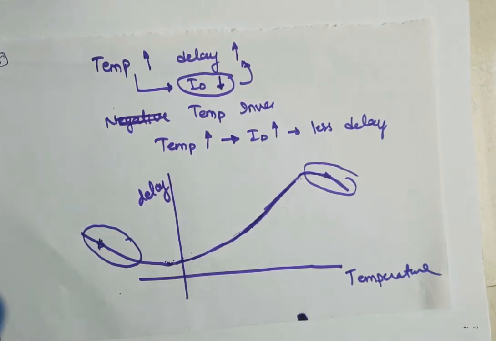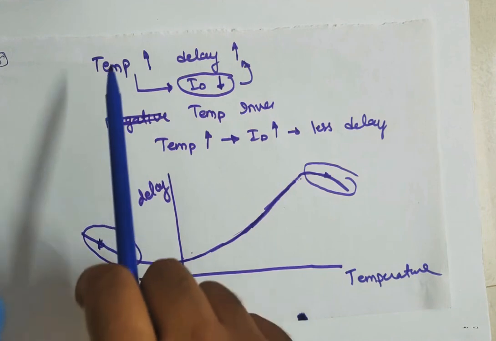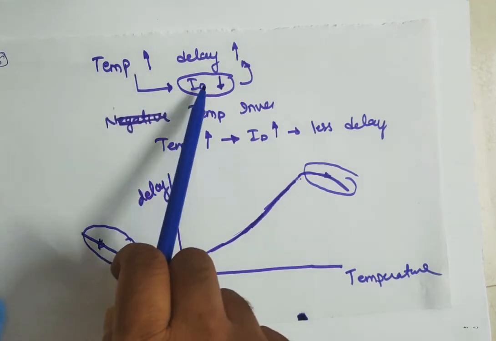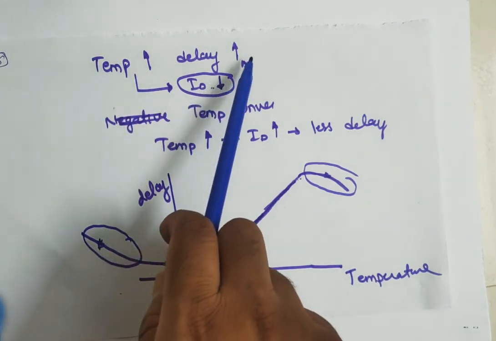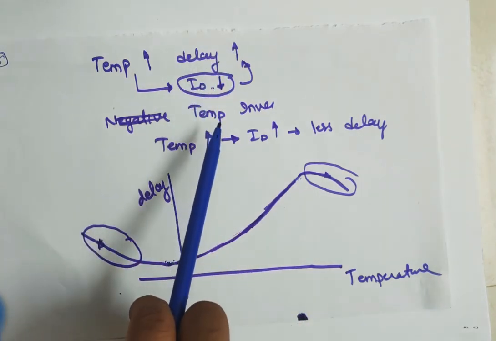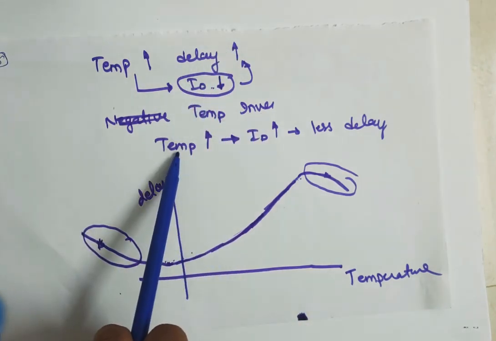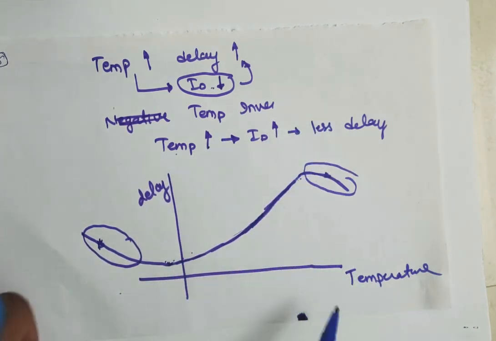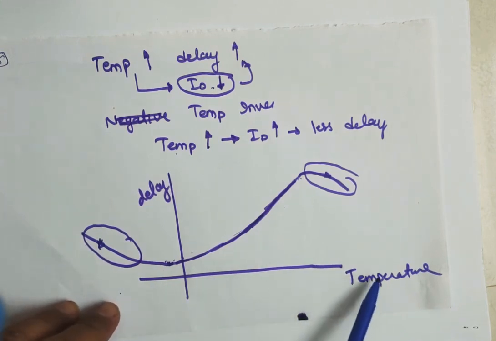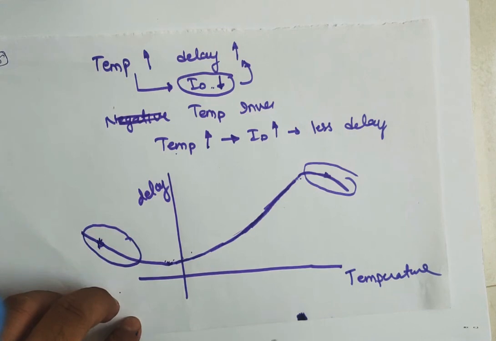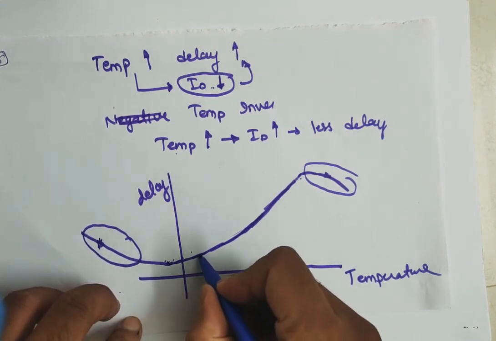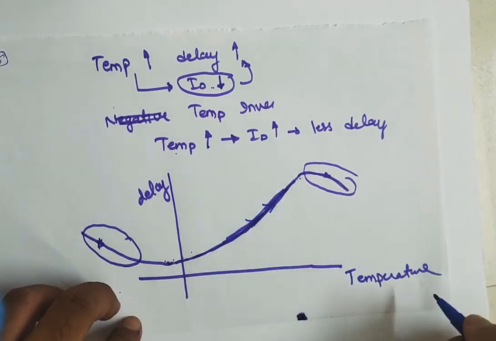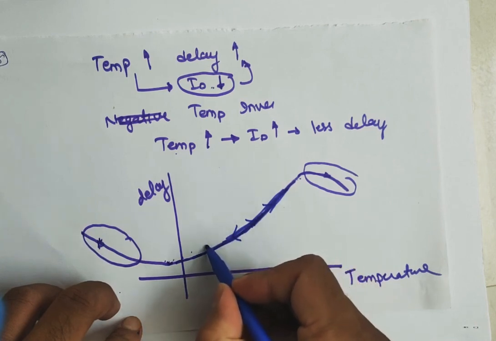So in the end we will try to summarize. As we are increasing our temperature, your delay will increase, correct? As we increase the temperature, your current is going to decrease and your delay is going to increase. But because of this temperature inversion, as temperature increases, your current is going to increase and there will be less delay. So if we see graph-wise, here we have plotted the temperature, here we have plotted the delay. This is a normal trend where if we are increasing the temperature, your delay is going to increase. If we are decreasing the temperature, your delay is going to decrease.